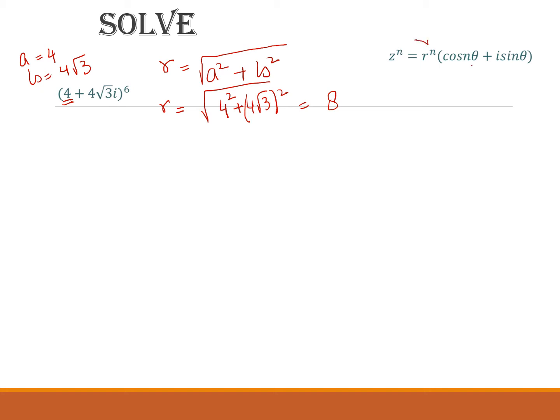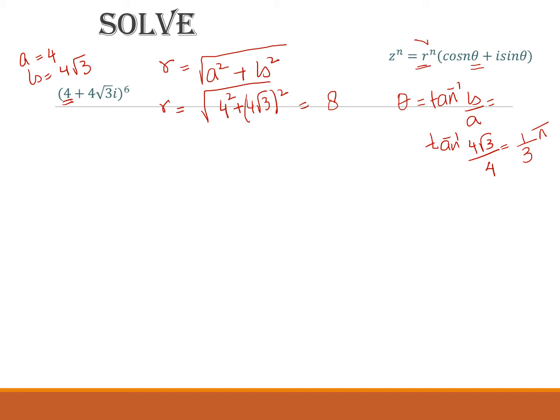Now you have to find the argument, or theta, and the formula for finding theta is tan inverse of b over a. So you will write tan inverse of 4√3 divided by 4. Write it in the calculator. Make sure your calculator is in radian mode and you will get π/3. Hence you have the value of r and also the value of theta.